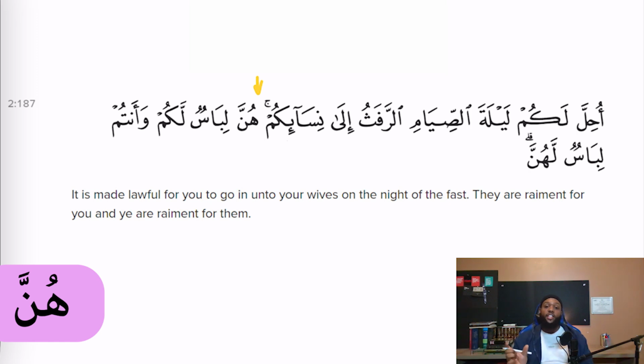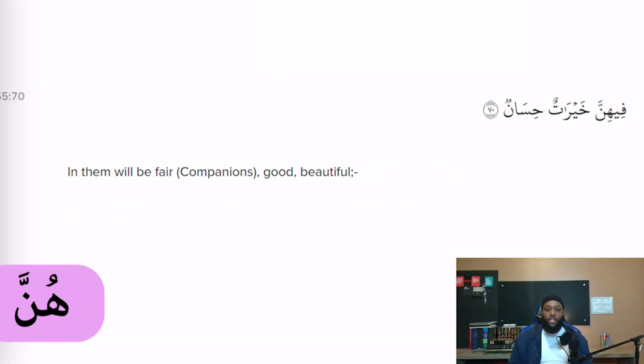So it's attached to lam here. Doesn't change in some cases, right? And in this case in particular. But looking at this example here, we see fihin, in them, yani jannat, gardens, are khayratun hisan, beautiful, good companions.